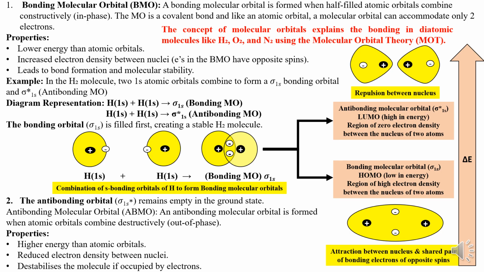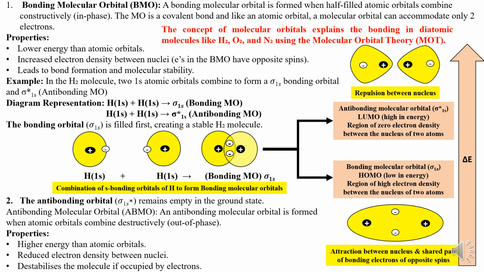So what are the major properties of a bonding molecular orbital? It is lower in energy than the corresponding atomic orbitals, it has increased electron density between the nuclei, and moreover, the electrons in the bonding molecular orbital should have opposite spins. And this leads to bond formation and molecular stability.